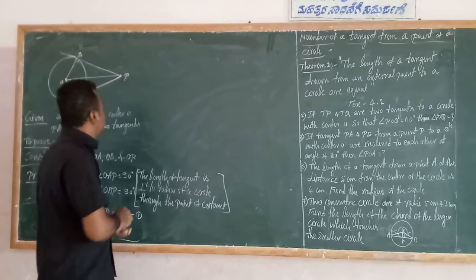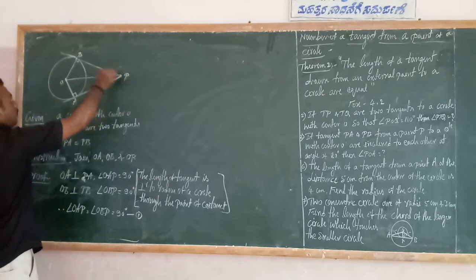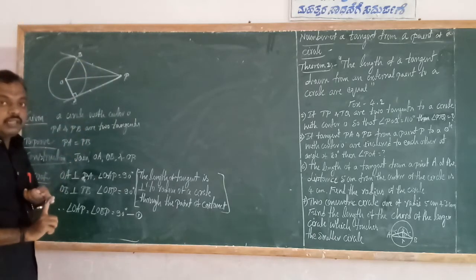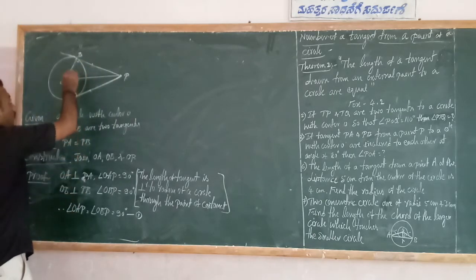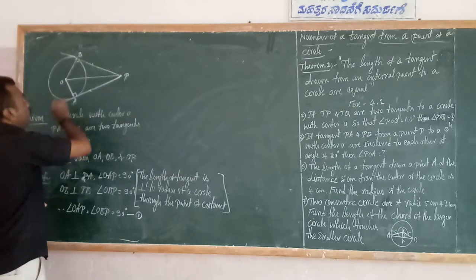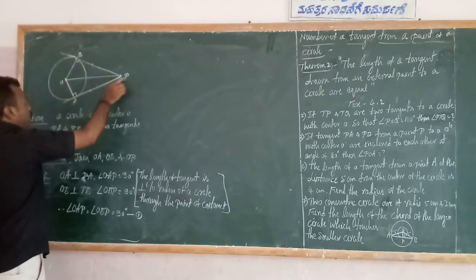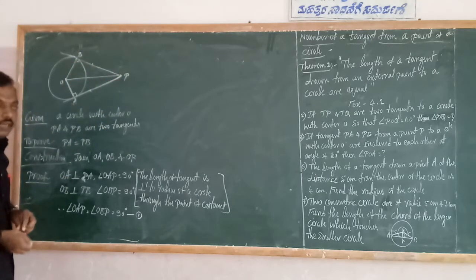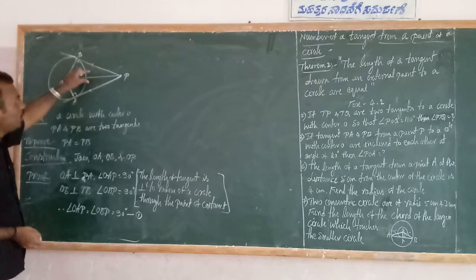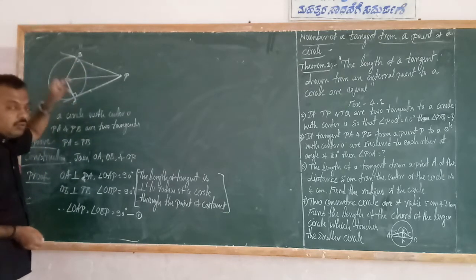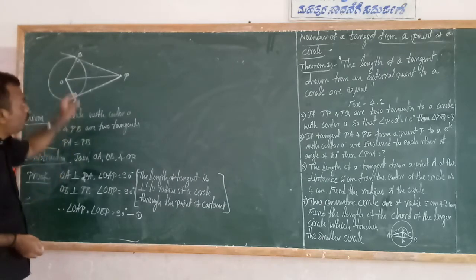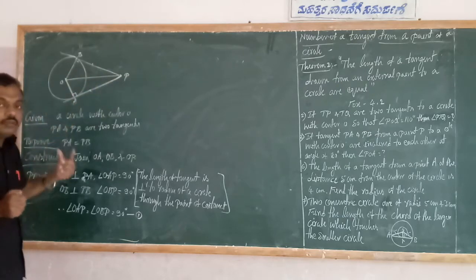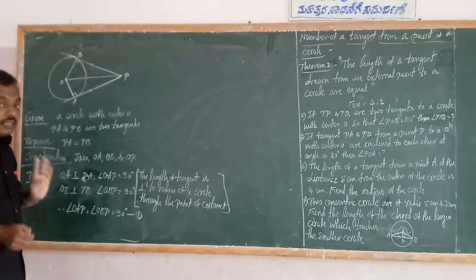Next, students, I will prove that PA and PB, these two lengths, are equal. Before that, consider OAP and OBP, the two triangles. We have to prove these two triangles are congruent. When these two triangles are congruent, automatically PA and PB are equal by CPCT. Is it right? Yes.